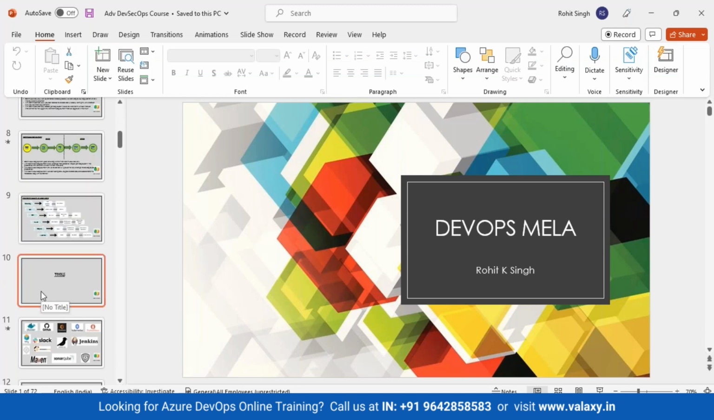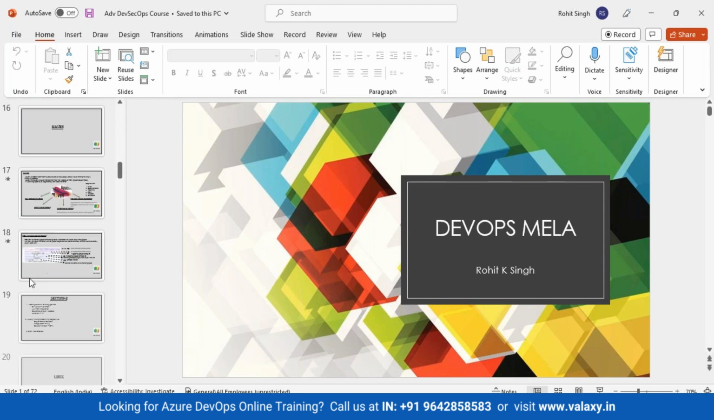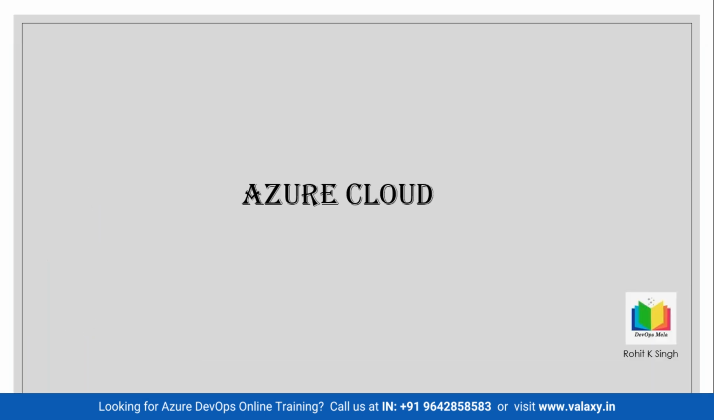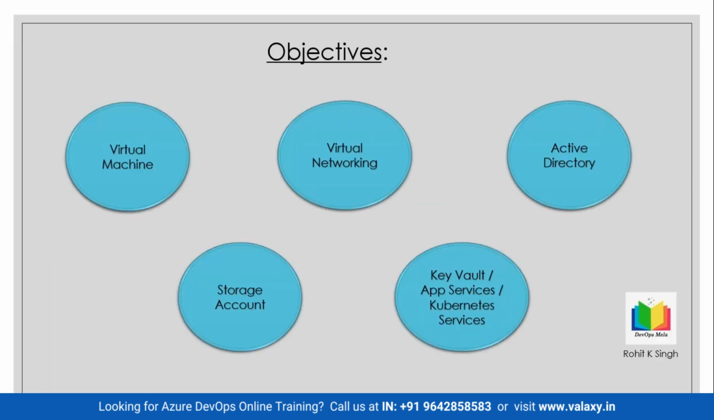Post that we'll understand virtual machines, then we'll understand availability and resiliency. That is the focus area. We all know what exactly cloud is. So in Azure Cloud, what are the things we are covering for now? We'll talk about virtual machines, networking, Active Directory, storage account, and other services such as Key Vault, app services, Kubernetes services, and there are many other services, guys, which are not mentioned over here, such as ACR and SQL servers. Even that will be covered.